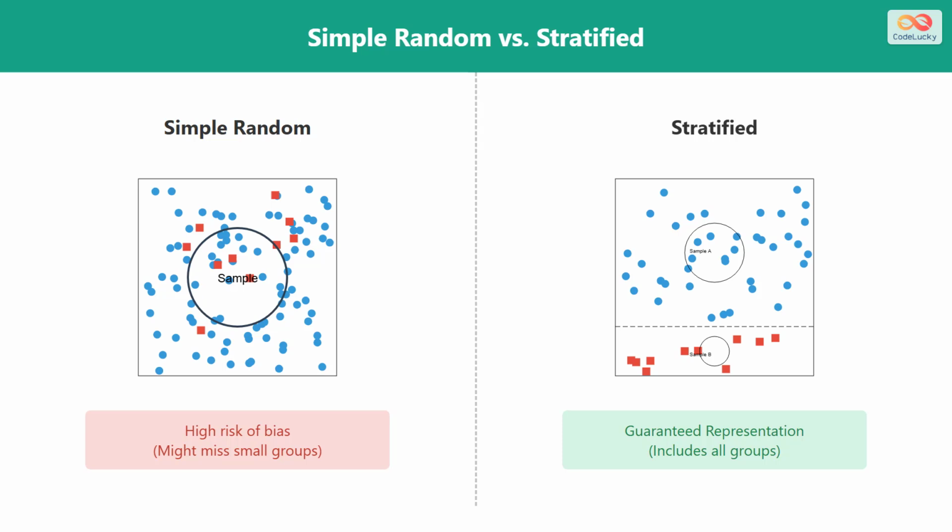Visualizing the difference helps. With simple random sampling, you risk getting a sample that is heavily biased toward the majority, accidentally ignoring the red squares in this diagram. With stratified sampling, we force the process to acknowledge every group, ensuring that both the blue circles and red squares are picked.